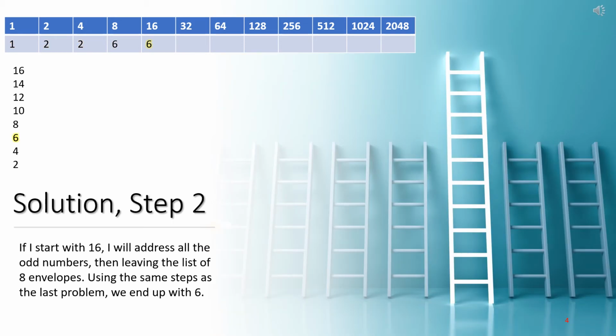Solution. Step 2. If I start with 16, I will address all the odd numbers, leaving a list of 8 envelopes. Using the same steps as the last problem, we end up with 6.